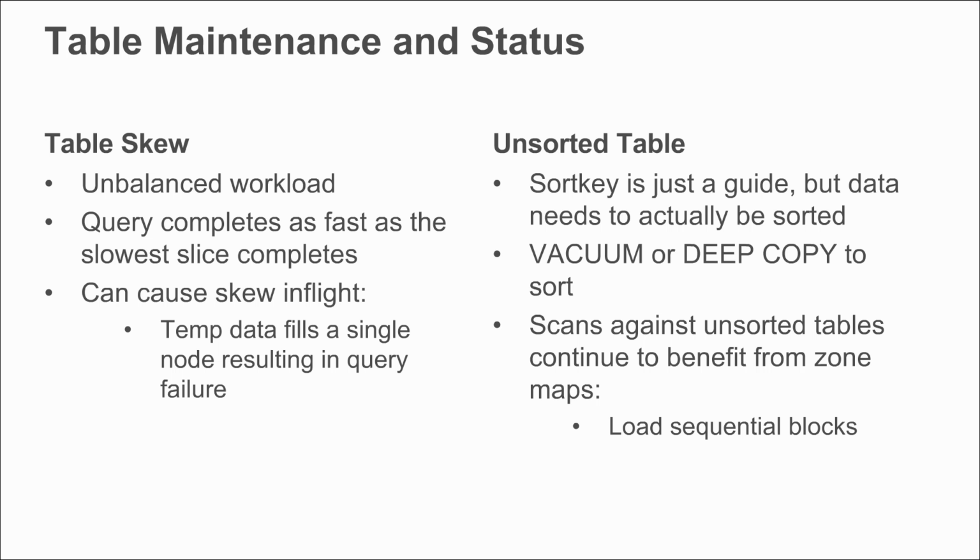Tables can also become unsorted over time if data is constantly being loaded in a style which isn't in sequential blocks. And this causes the data to exist in the unsorted segment of the table, where it can still benefit from the zone maps, but the effectiveness of these zone maps degrades if the data isn't truly sorted. You can use a vacuum or deep copy operation to sort and move the data from the unsorted table space to the sorted table space. And I'll be covering how to address both of these issues in the demonstration shortly.